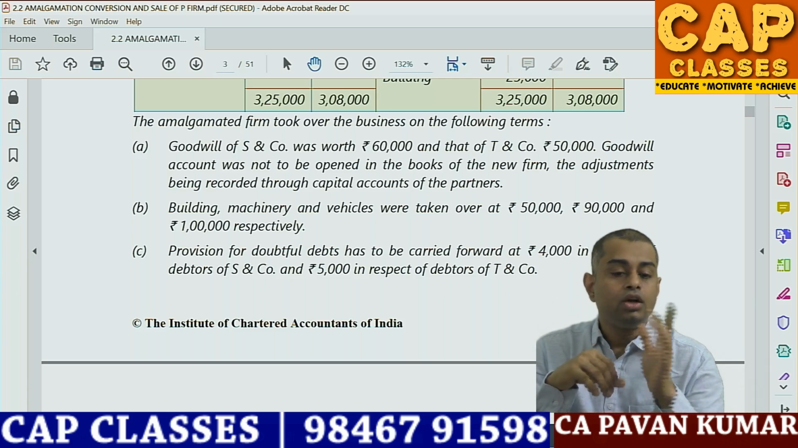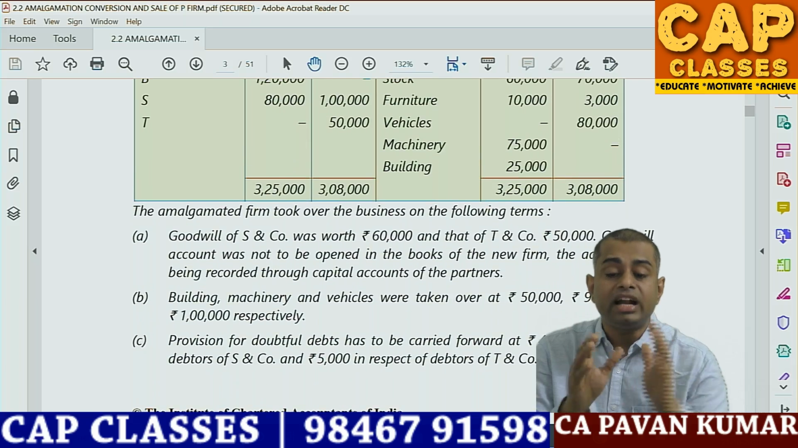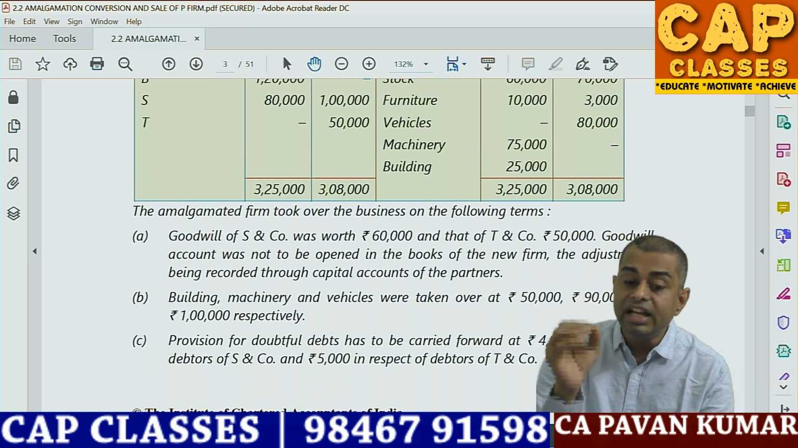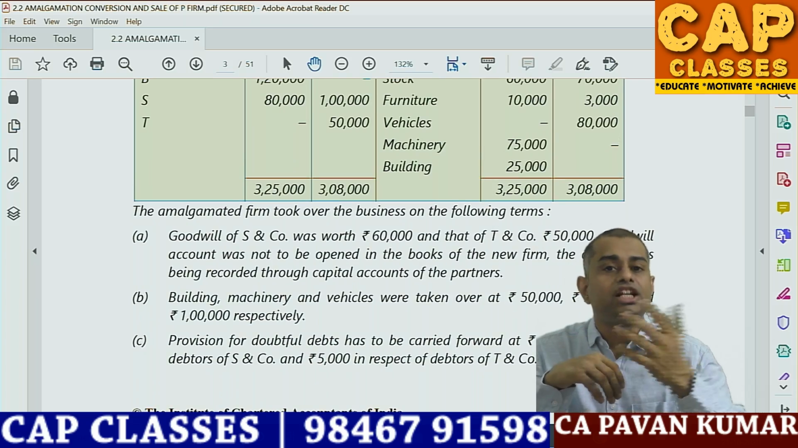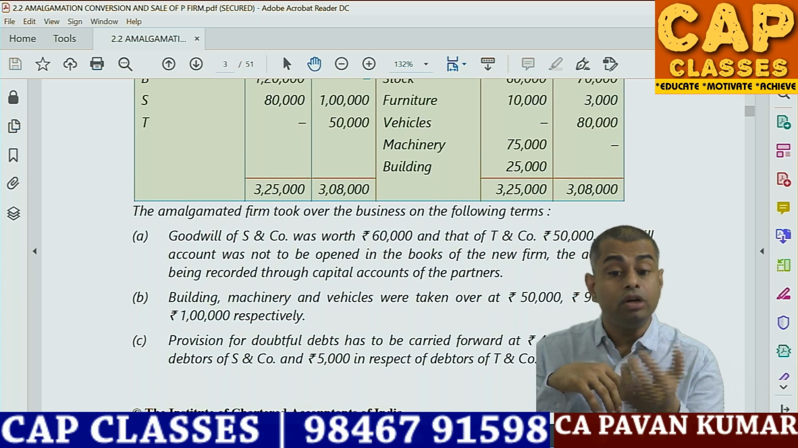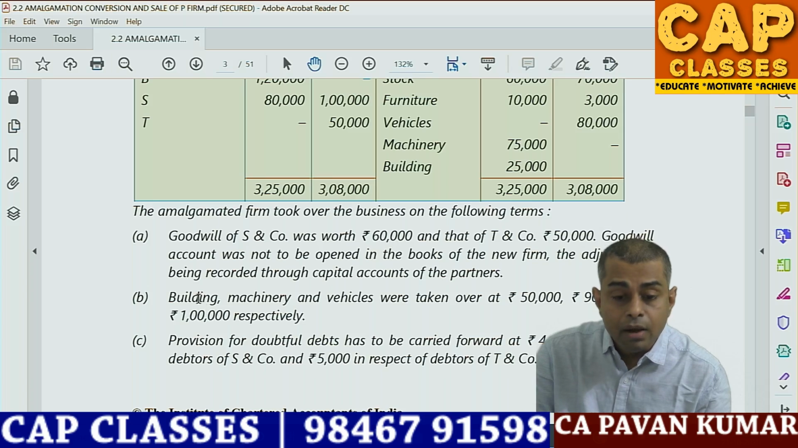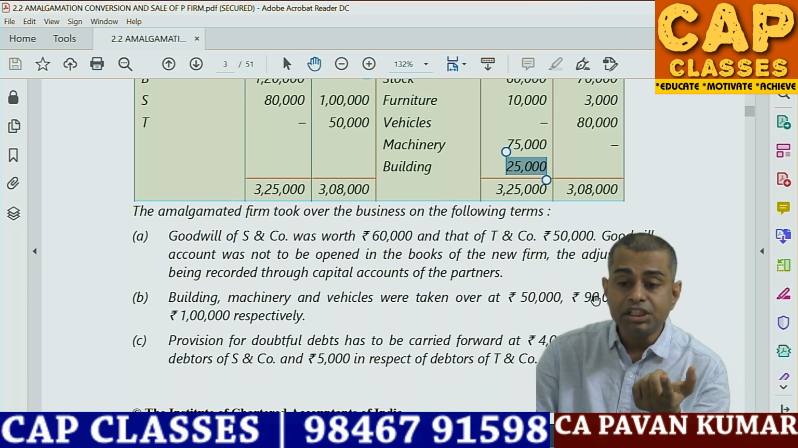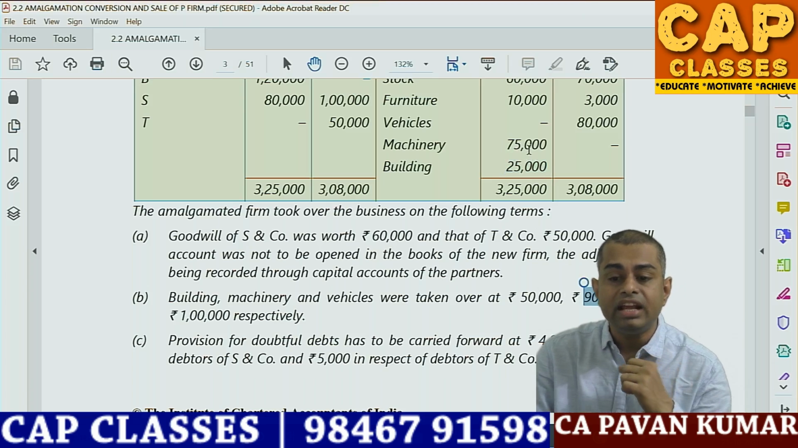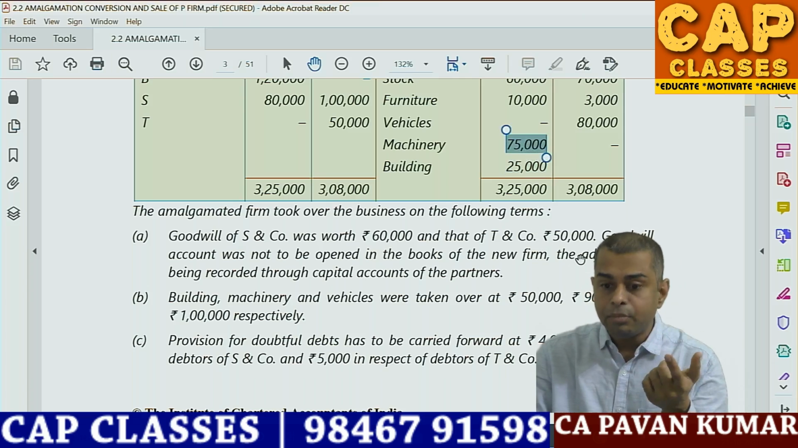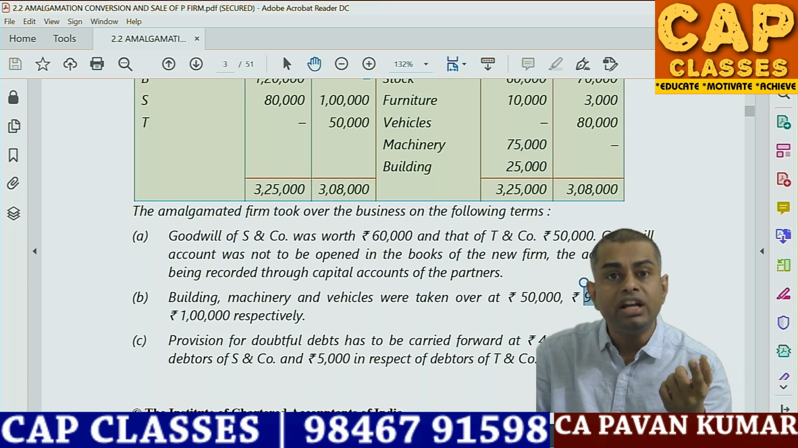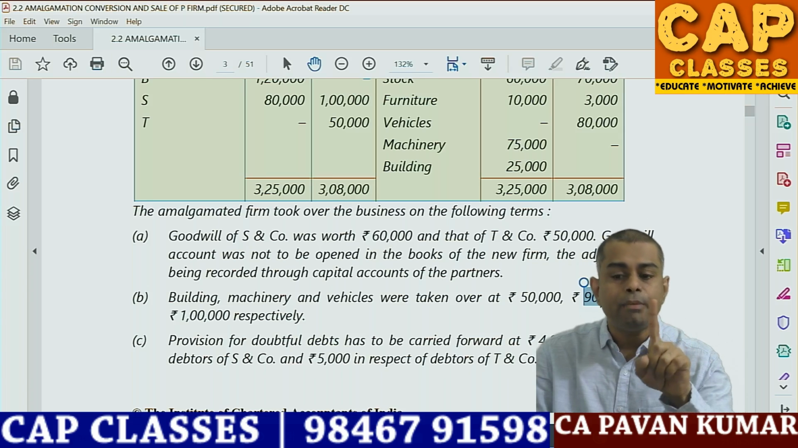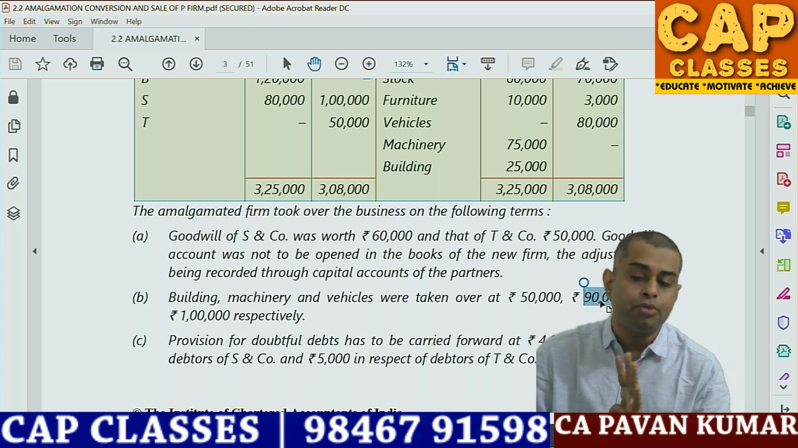We'll do it. 2. Building, machinery and vehicles were taken over at 50,000, 90,000 and 1 lakh respectively. Revaluation. It could be a revaluation profit or a revaluation loss. So what are they saying? Building is 50,000. It was 25,000 in the first company, so it will be 50,000 now. So there is a revaluation profit. Then machinery 90,000. What is the machinery here? 75,000. What is the revalued amount? 90,000. Revaluation profit 15,000. So in the first company there is 40,000 revaluation profit.